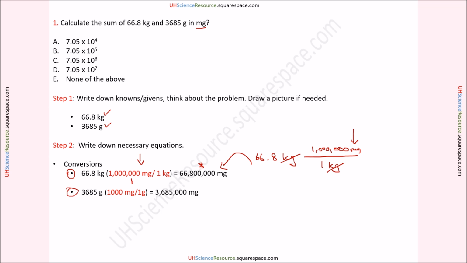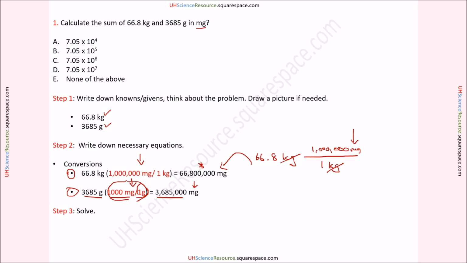We do the same thing for 3,685. We see that this is the conversion factor: for every 1 gram, we have 1,000 milligrams. If we multiply 3,685 by that conversion factor, we get 3,685,000 milligrams.